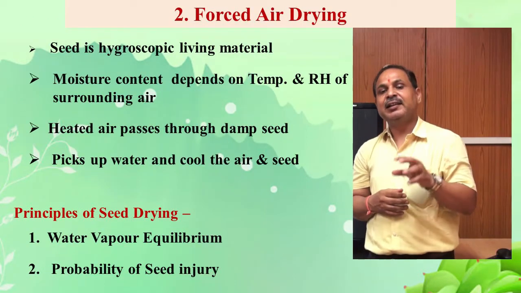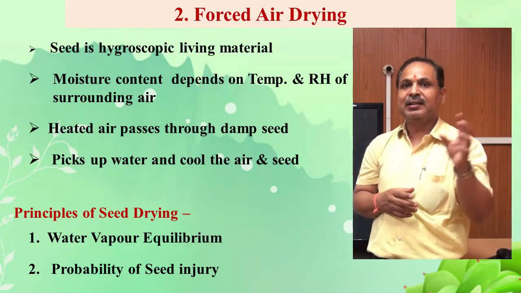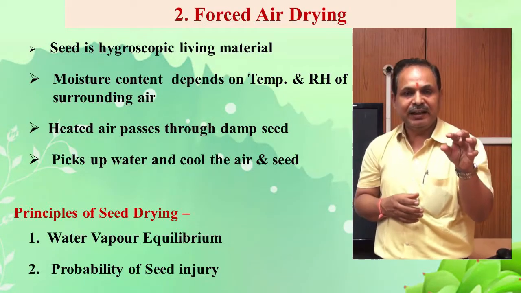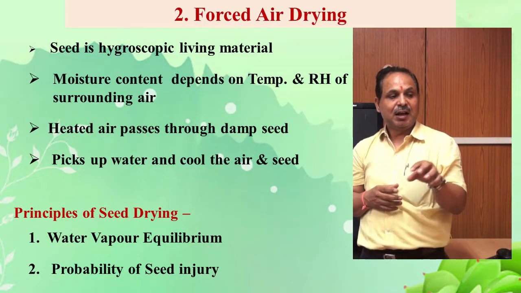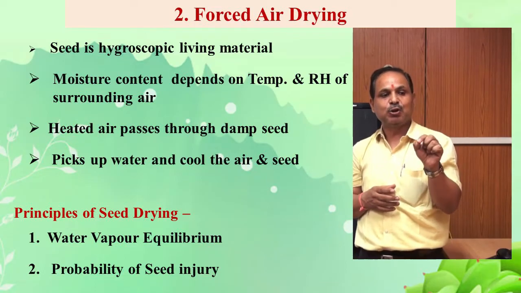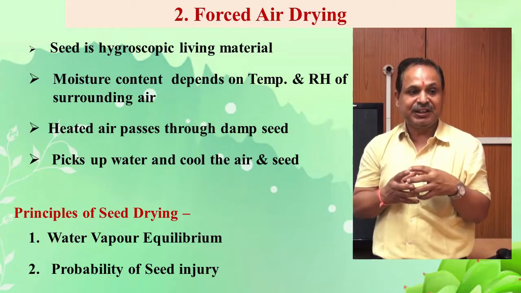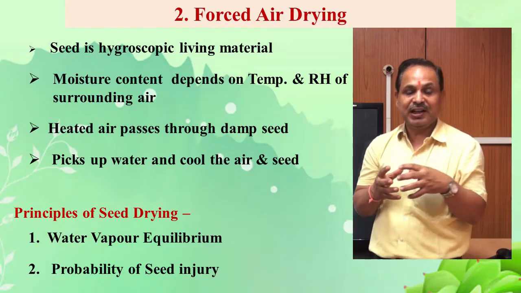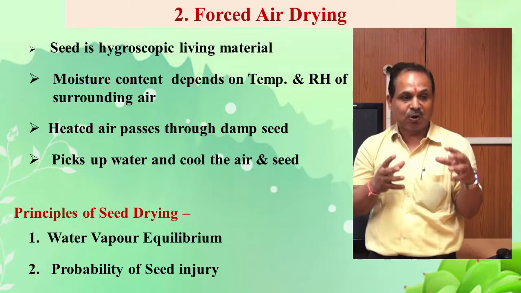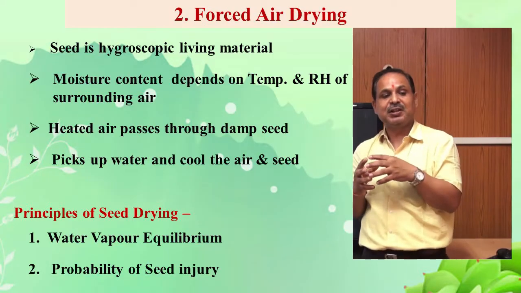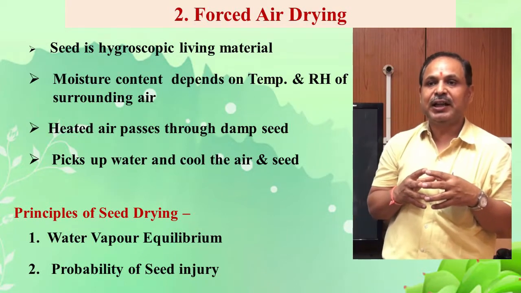Forced air drying is the artificial seed drying. That was the natural seed drying, and in this method air is artificially forced over the living seed. We know that seed is a hygroscopic living material, and the moisture content in the seeds depends on the temperature and relative humidity of the surrounding air. The drying is based on the moisture content of the surrounding air with respect to the temperature and the relative humidity. Heated air passes through the damp seeds.